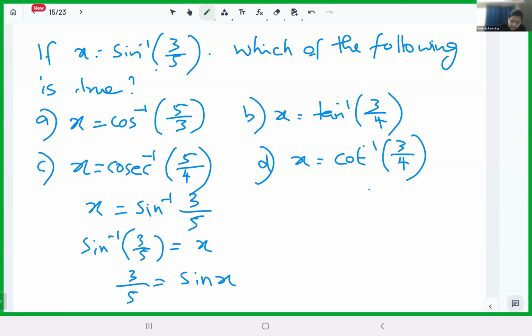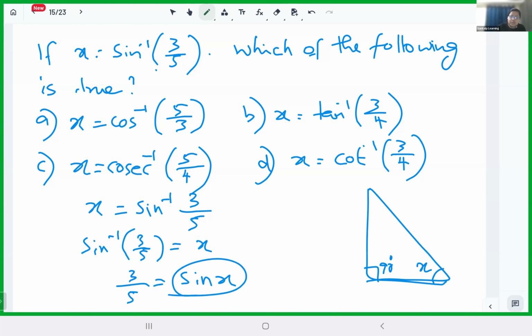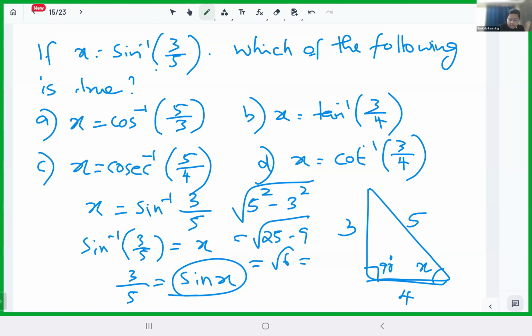So if you construct a right triangle like this, let this be 90 degrees and let this be x. Here sine x is 3 by 5, which means opposite by hypotenuse. So opposite side is 3 and hypotenuse is 5. What is the value here? This will be 4, that is root of 5 square minus 3 square, which is root of 25 minus 9, equal to root 16, equal to 4, by using the Pythagoras theorem.